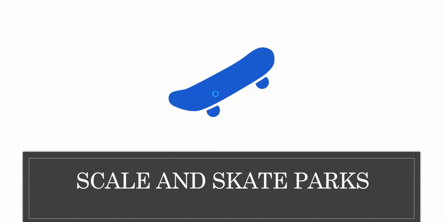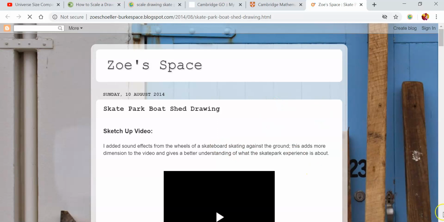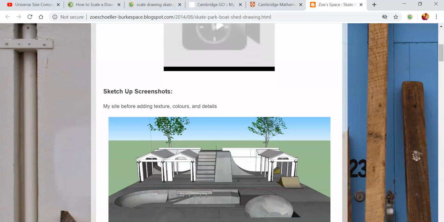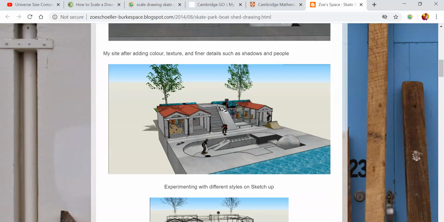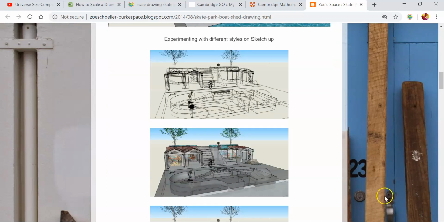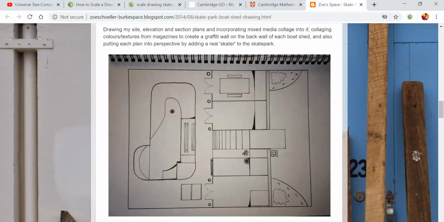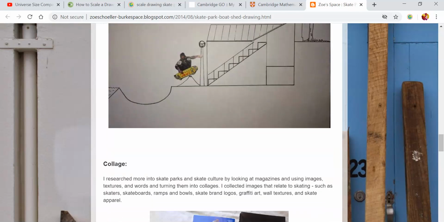Now here's a little link. This is a blog about a girl that was looking at skate parks, and in her drawings she hasn't included a scale. We don't actually know whether they are to scale. I'd say these are scaled down, but the actual scale ratio I'm not sure about. Obviously she'd have it written on there somewhere, but the photos have been taken without it.